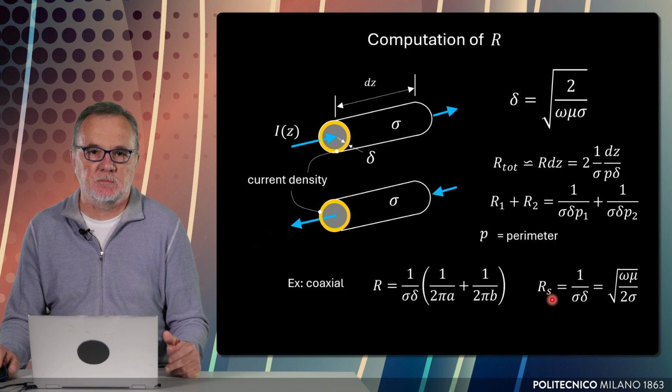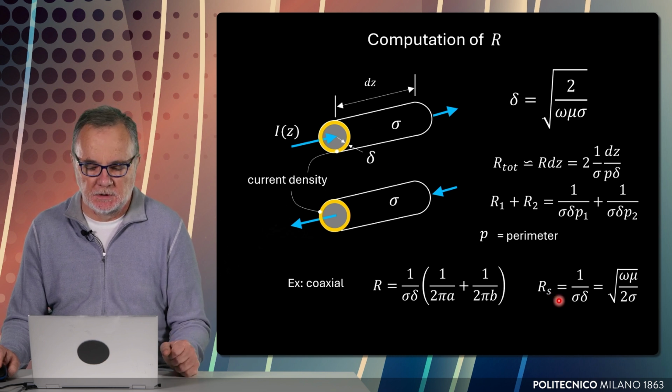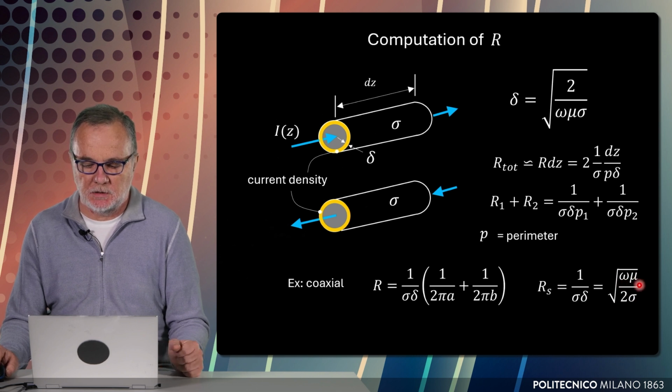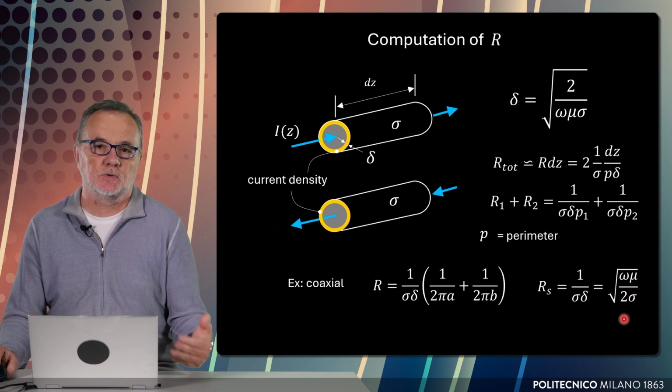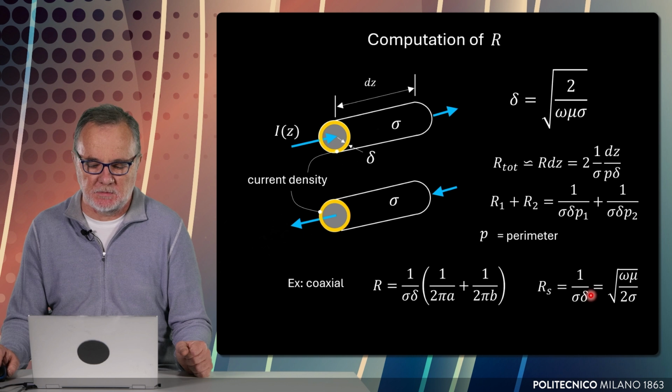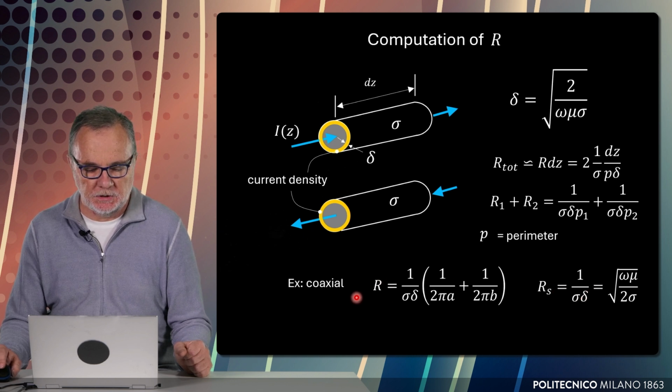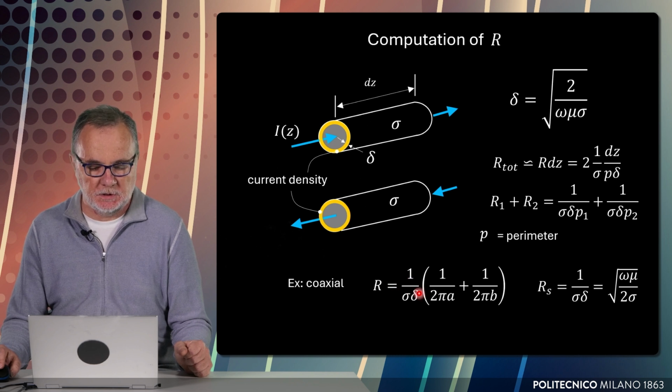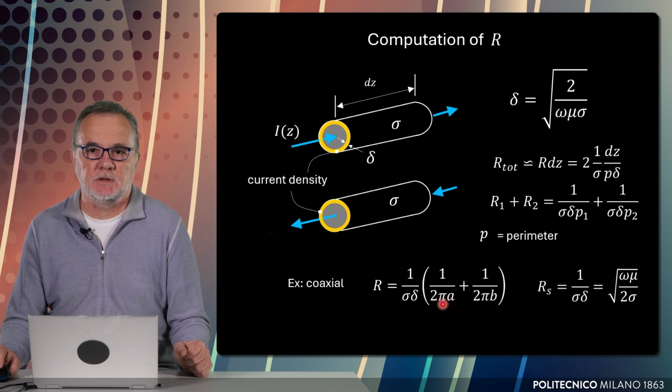Rs is a term that is known as surface resistivity. It can be written as the square root of omega mu over 2 sigma, and it also can be written as 1 over sigma times delta. So as you see, the resistance per unit length of the coaxial is the surface resistivity that multiplies 1 over the perimeter of the internal conductor plus 1 over the perimeter of the external conductor.